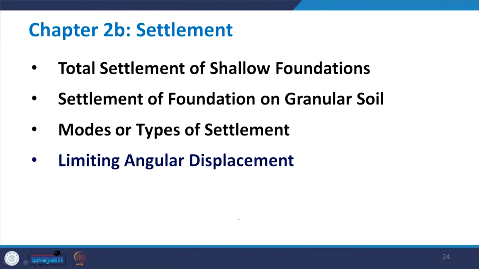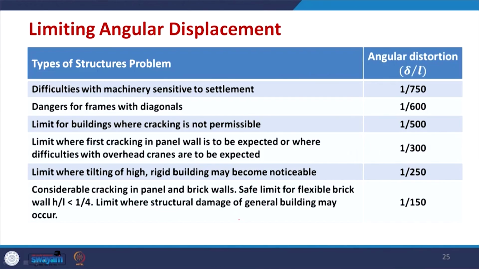Continuing with that, the last part of this settlement topic is the limiting angular distortion, and this limit depends on the type of building and other issues. This table gives you the type of structure and problems. Angular distortion is denoted by delta by L, where delta, as we already discussed, is the differential settlement, and L is the length of the structure, or the center to center distance between two footings.